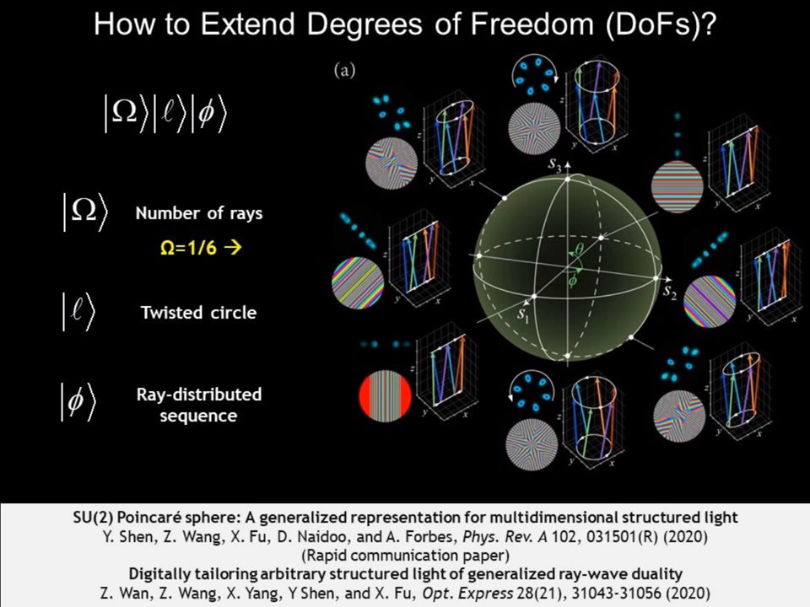Second, the orbital angular momentum. Here the orbital angular momentum reveals the twisted degree of the ray trajectory. The third one is the phi. Here it reveals how the ray sequence is distributed in the ray trajectories.